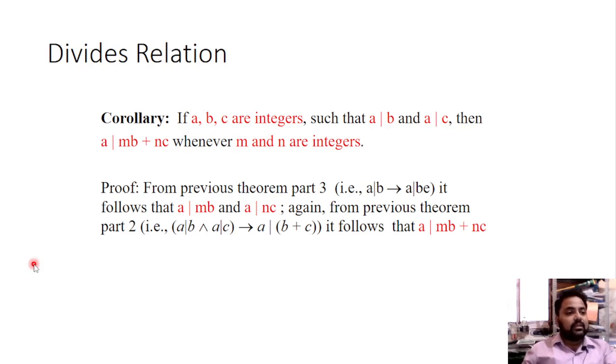Divides relation. If a, b, c are integers such that a divides b and a divides c, then a divides mb plus nc, whenever m and n are integers. Proof: from the previous theorem, part 3, a divides b and a divides c. It follows that a divides mb and a divides nc. Again, from the previous theorem, part 2, if a divides b and a divides c, then a divides b plus c. It follows that a divides mb plus nc.